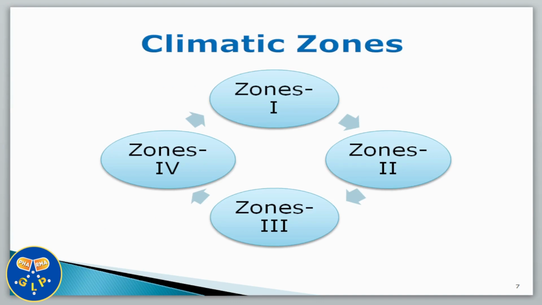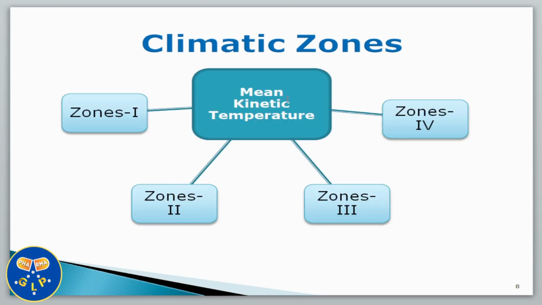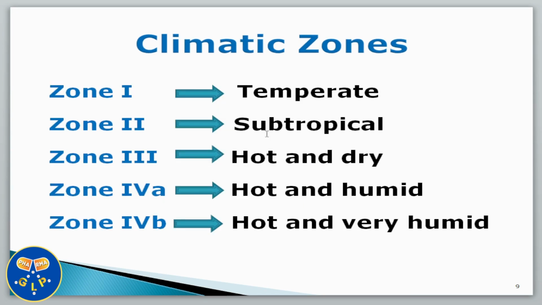So, before moving ahead, first let's understand what are climatic zones. The world can be divided mainly into 4 climatic zones, that is, Zone 1, 2, 3 and 4. These climatic zones are classified based on mean kinetic temperature. First climatic zone is temperate zone, second climatic zone is subtropical zone, third climatic zone is hot and dry zone. The fourth zone is further divided into 2 subparts such as Zone IVA and Zone IVB. Climatic zone IVA is hot and humid region and climatic zone IVB is hot and very humid region.